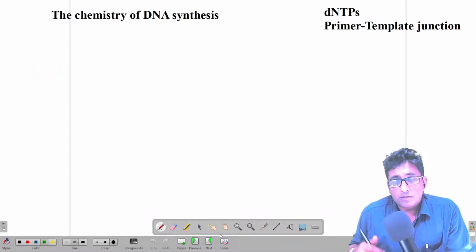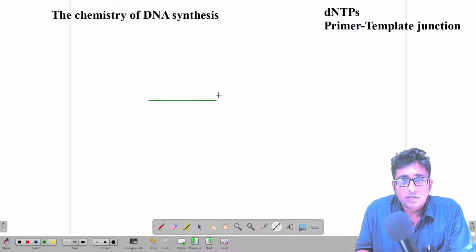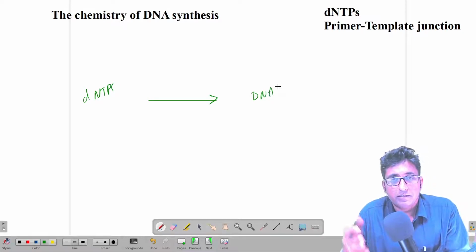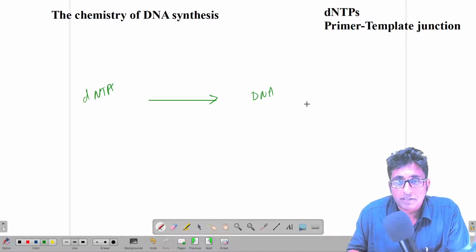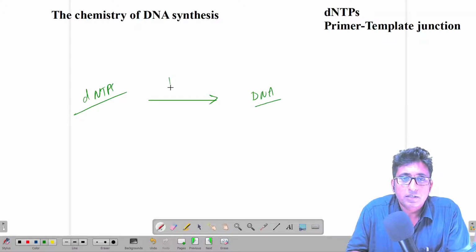For DNA synthesis to happen, the whole reaction is something like this, where we have dNTPs and we make them into a polynucleotide, that is DNA, of a certain length, a certain number of bases. The bases given would form the DNA, and it is catalyzed by DNA polymerase. We write it DNA pol.